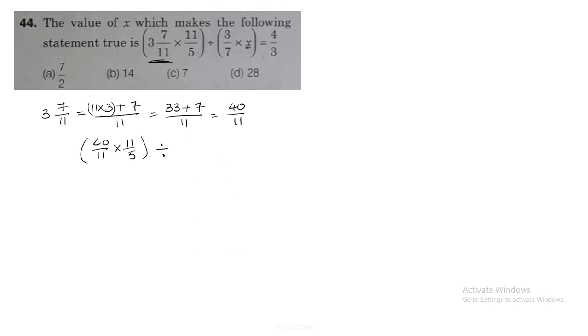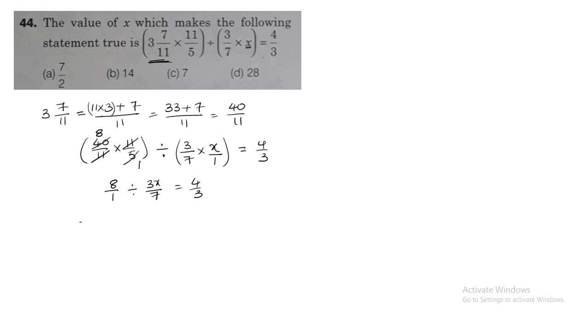So this is 3 by 7 into x. If there is nothing in the denominator, take it as 1, equal to 4 by 3. Now here 11 is in the numerator and 11 is in the denominator, so we can cancel them one time. Again this 5 in 40, we can cancel it one time, and 5 8s are 40, so this becomes 8 by 1. So what is the value? 8 by 1 divided by 3x by 7 is equal to 4 by 3.